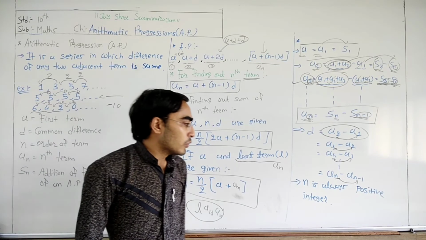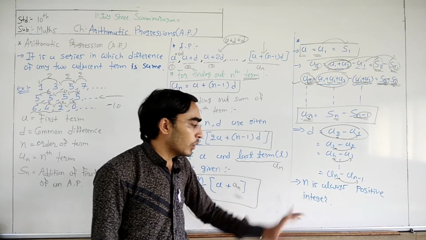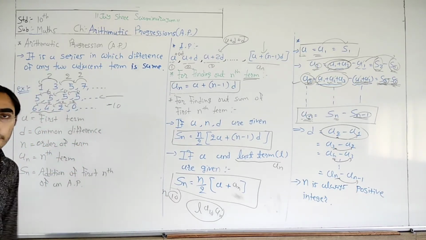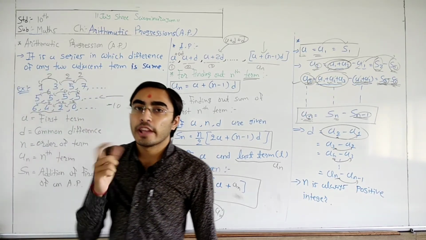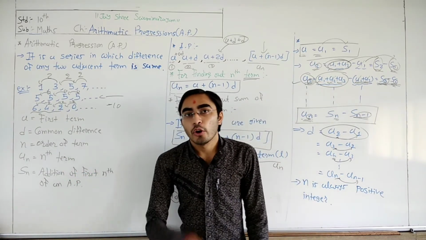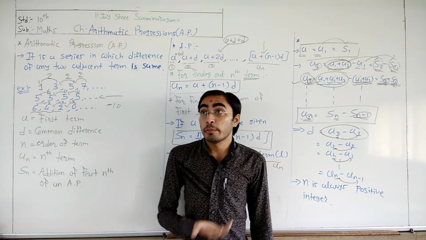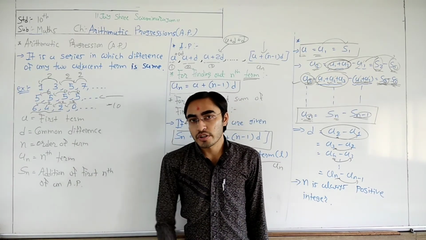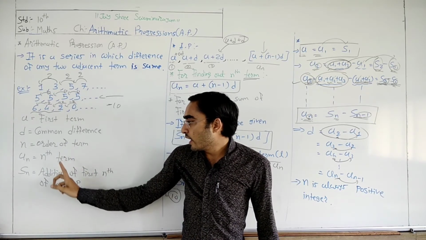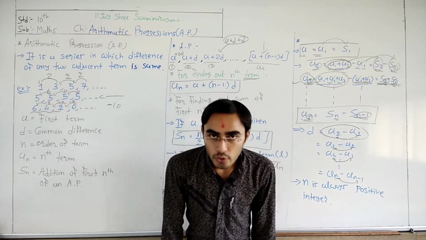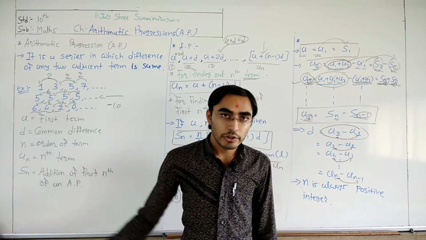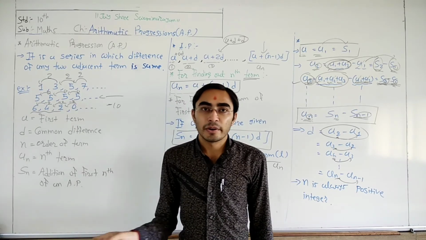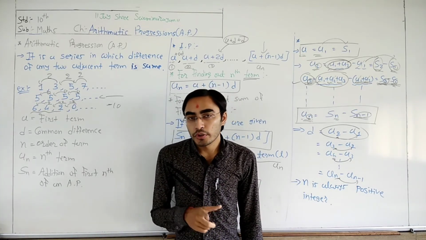Now the last thing is n. n is always a positive integer because n represents the order of the term. The order of the term cannot be negative. That means you cannot find a minus fifth term, because a series always starts with the first term. That's why it is written that n is always a positive integer. We cannot find the minus seventh term. Every series starts with the first term, second term, third term. So n is a positive number.